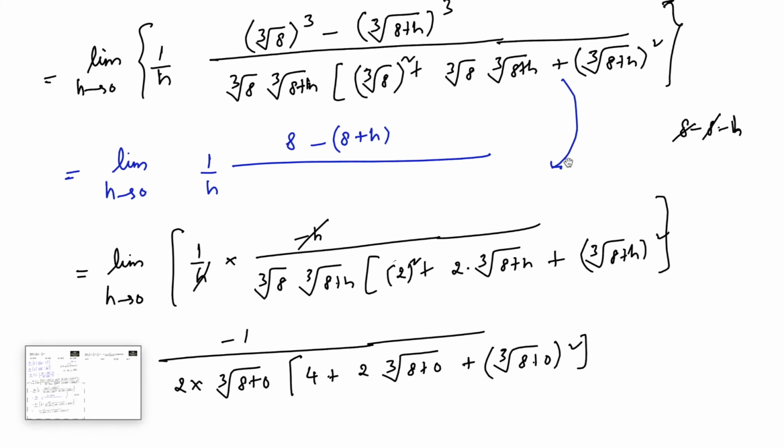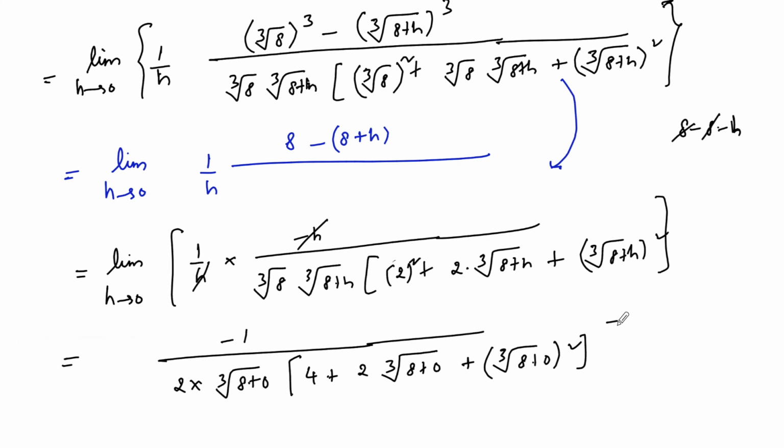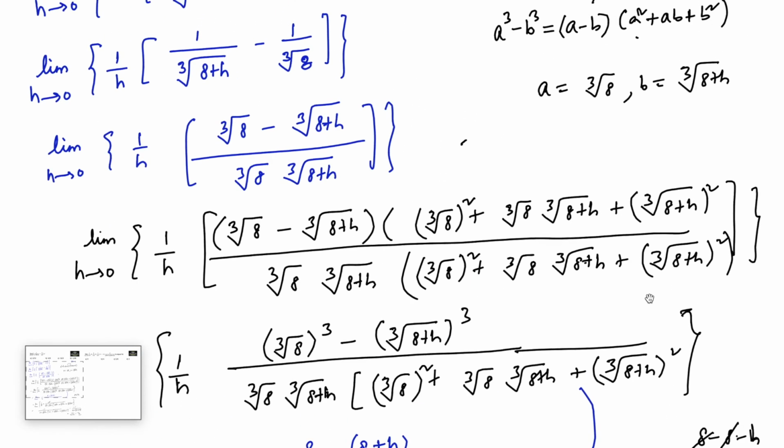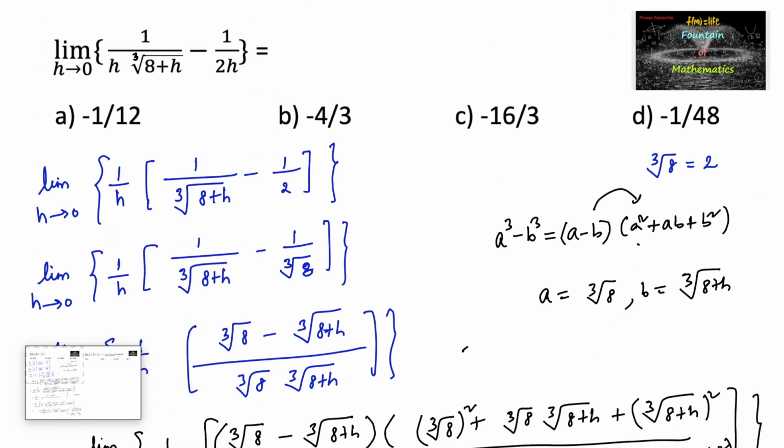Which on simplifying, you will get minus 1 divided by 2 into again cube root of 8, that is 2, times of 4 plus 2 times of cube root of 8, which is again 2, 2 twos are 4, and again here cube root of 8 is 2, 2 square is 4. So we are getting minus 1 divided by 4 into 4 plus 4 plus 4 is 12, which comes minus 1 by 48. So the answer is minus 1 by 48, which is option D.